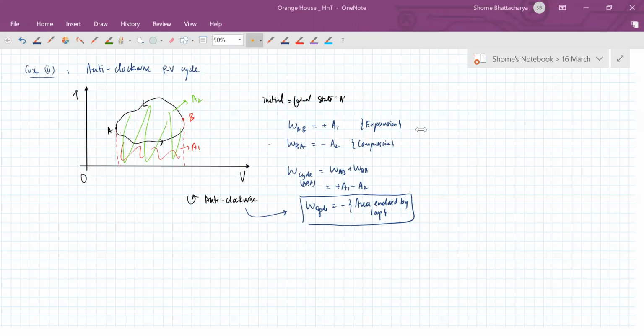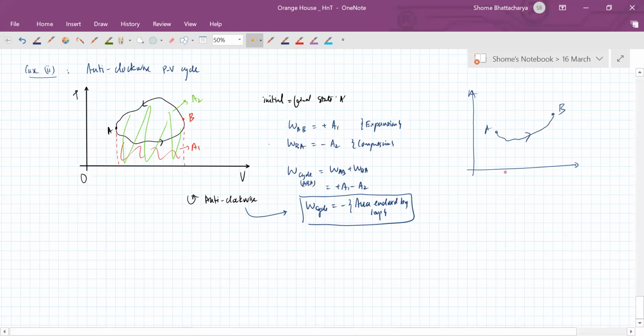So see, Sarvesh, what is happening here is in this cycle, we are first going from A to B via this path.